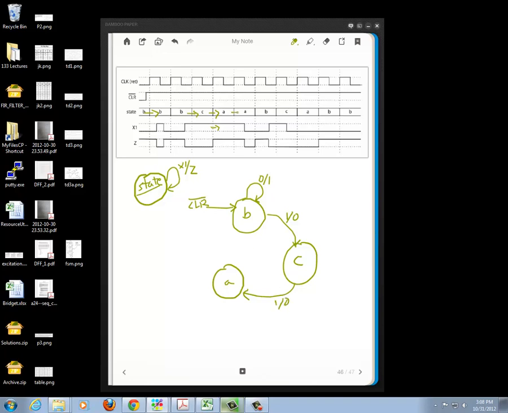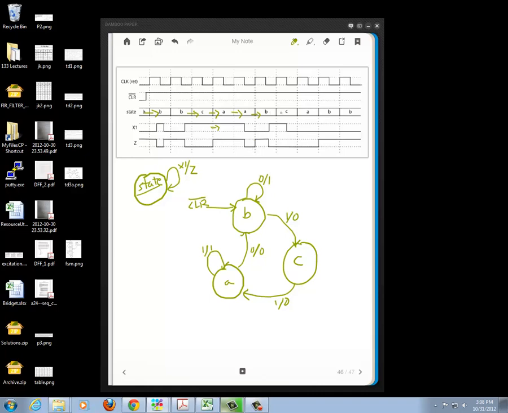A to A. A to A is when X1 is a 1 and Z is a 1, sorry. A to B. A to B is when X is 0 and Z is 0. So again, remember, I'm looking at what happens right before the clock edge. So Z is 0 before the clock edge.